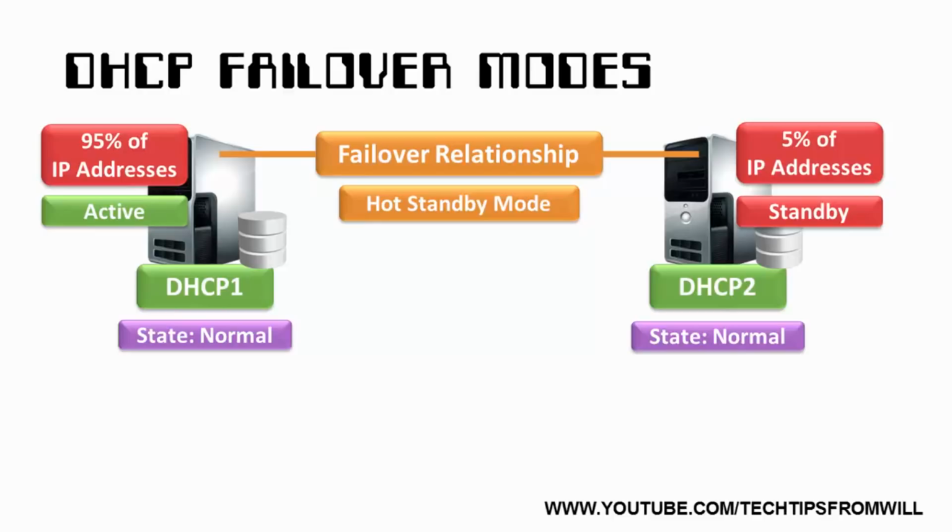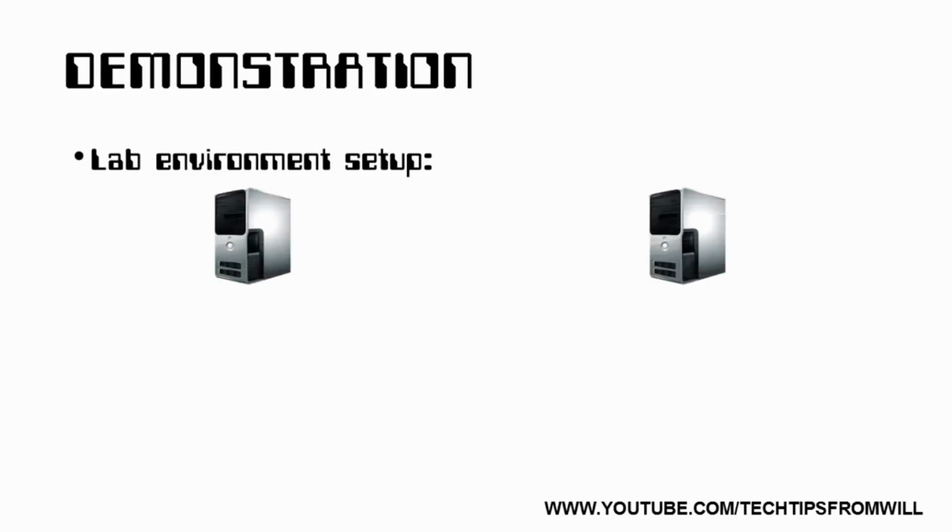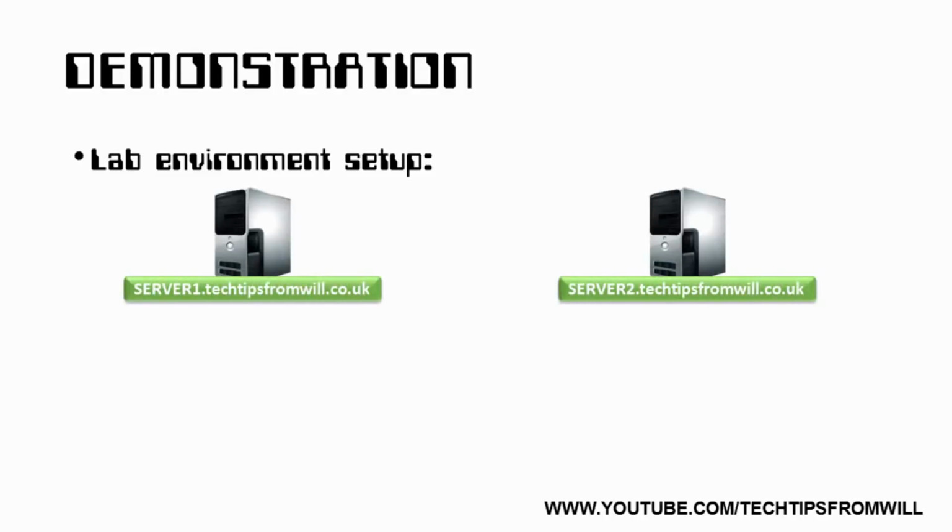Now that we know what DHCP Failover is, how to implement it, and how it works, I will now demonstrate how to set up and configure DHCP Failover. To show you how DHCP Failover works, I will, in my lab environment, use two Windows Server 2012 R2 servers, named Server 1 and Server 2.